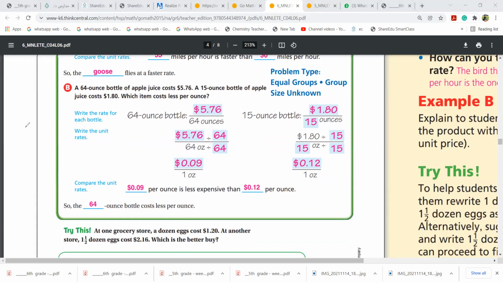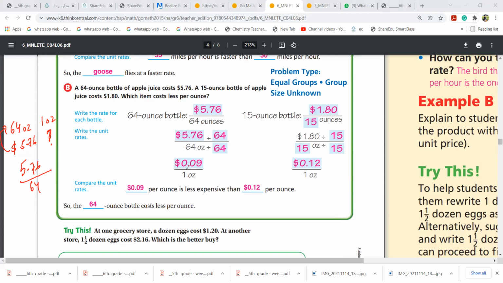A 64-ounce bottle of apple juice is $5.76. So 1 ounce is how much? So what will I divide? One minute, let me put a question mark. 1 ounce is how much? So we divide 5.76 over 64, right? No, look at the question mark. The question mark has to be the numerator, so 5.76 over 64.